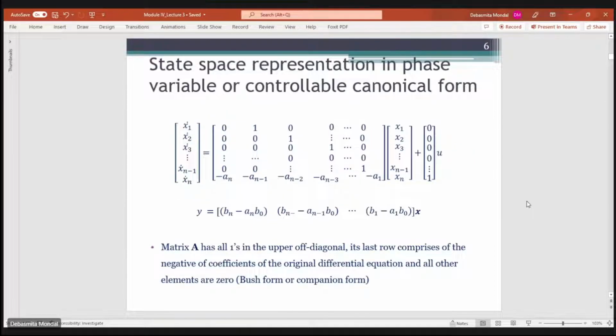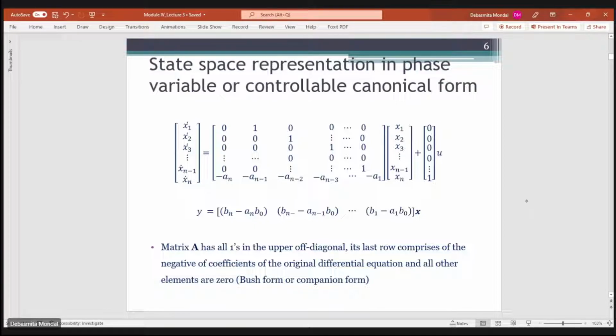Once you do that, if you write the state equation for this specific equation, in general you express it in this form. This is your vector, that is x1 dot, x2 dot till xn dot, and then these are your state vectors, that is x1, x2, x3. These are your state variables. U is the input to your system. Y is the output.